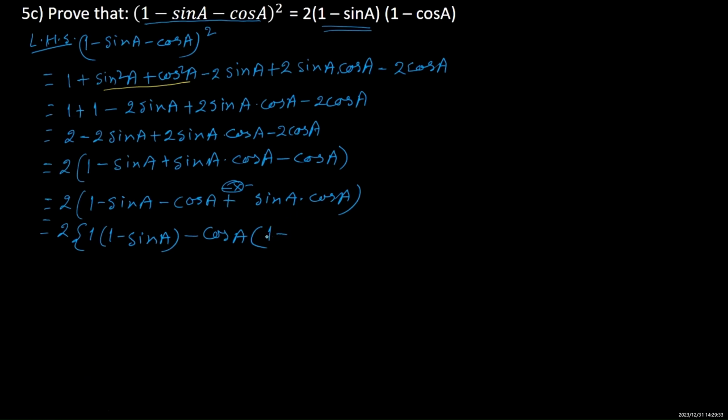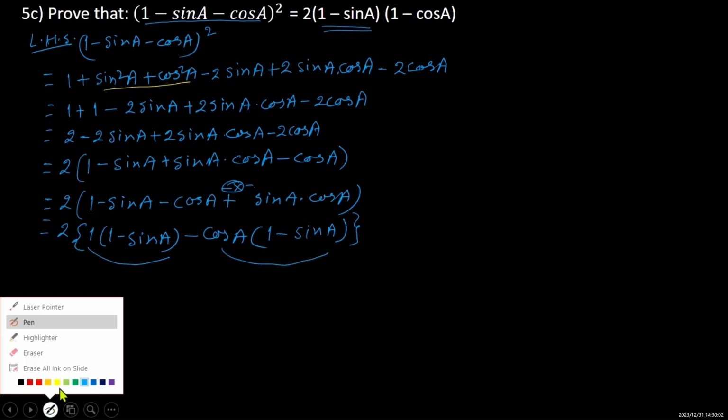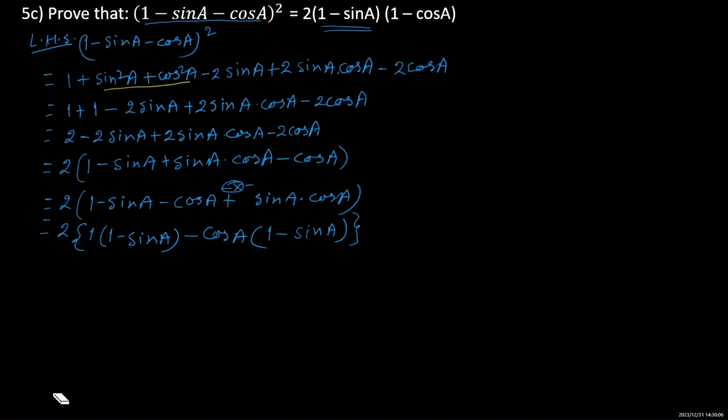Okay, 1 is remaining in place of this because cos A into 1 is cos A. After that, if minus is taken common, in place of this plus also there will remain minus, and that is sin A remaining. Inside the bracket there are two terms. This is one and this is another. And in both of the terms, 1 minus sin A is again common. We'll take 1 minus sin A common, and there will remain 1 and minus cos A in another bracket, 1 minus cos A. This is our required RHS.